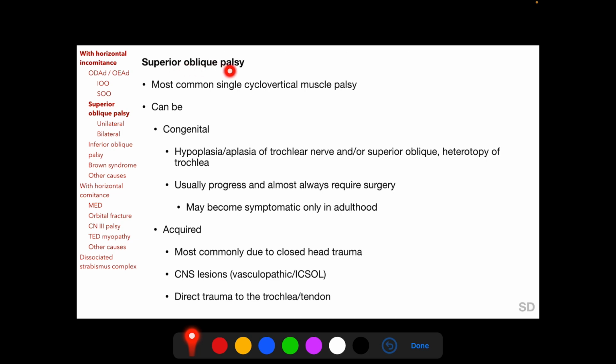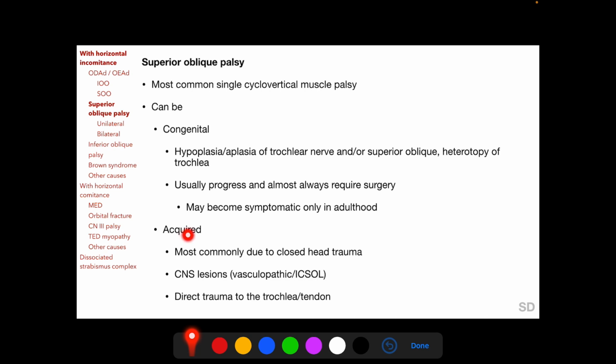Superior oblique palsy can be congenital or acquired. Congenital superior oblique palsy is said to be due to a congenital defect of the trochlear nerve or the tendon trochlea complex, and congenital superior oblique palsy usually progresses and almost always requires surgery. It is important to note that a superior oblique palsy which is congenital in origin may become symptomatic only in adulthood because of decline in vertical fusion amplitudes from childhood to adulthood.